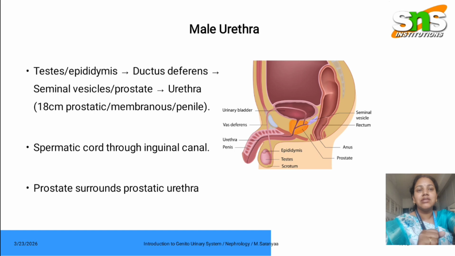Here you can see the structure of the male urethra. The male urethra is totally different from that of the female. The parts of the male reproductive and urinary tract are the testis, epididymis, ductus deferens, seminal vesicles, prostate and the urethra. The urethra runs through the penis, which is about 18 centimeters long, and both urination and ejaculation of sperm occur through the same pathway. You have a spermatic cord through an inguinal canal, and the prostate gland surrounds the prostatic urethra.